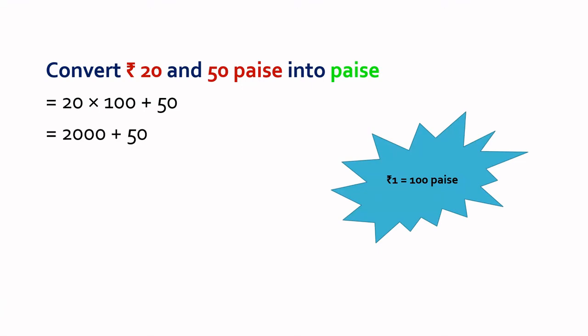So 20 into 100 will give us 2000 plus 50. That means 2050 paise. So on converting 20 rupees and 50 paise into paise, we will get 2050 paise.